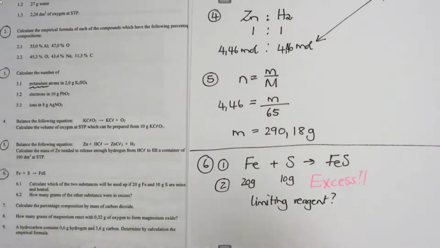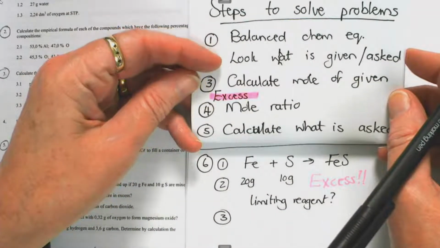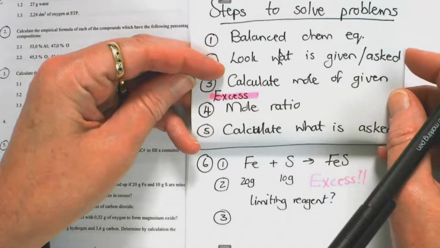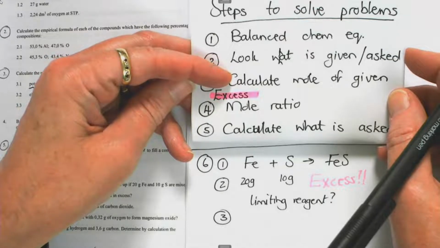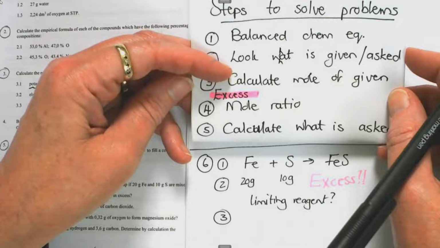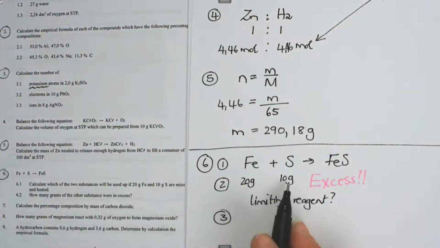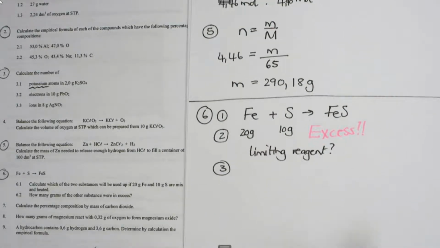Step 3. So I'm just keeping to my steps. Do you see? There's my steps: balanced chemical equation, look what is given and asked, calculate the mole of given. So I'm there now, and then I'm going to do excess. So step 3, calculate the mole of given. But now there are 2 givens. Okay, that's no problem, then I work out the mole twice.